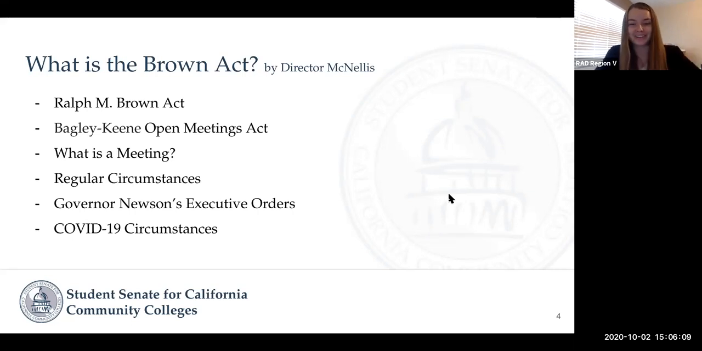And then another definition for you guys. What is a meeting, right? As defined by the Brown Act, a meeting is any occasion on which a majority, or as some people define it, quorum, of the voting members of the board come together at the same time and location to hear, discuss, and deliberate or take action on any matter that is within the subject matter jurisdiction of the legislative body, right? So essentially, as long as you have a quorum of your voting members and you are taking action on something or discussing something, you have a meeting, right?